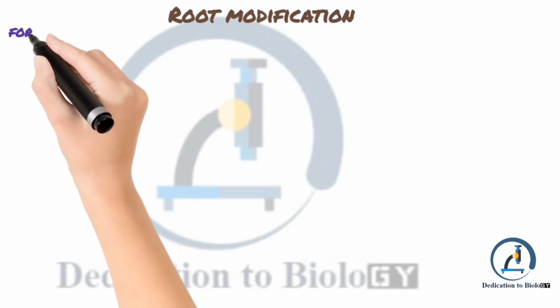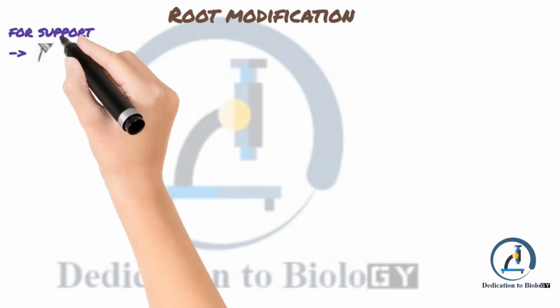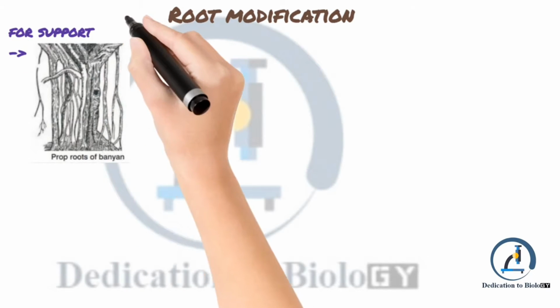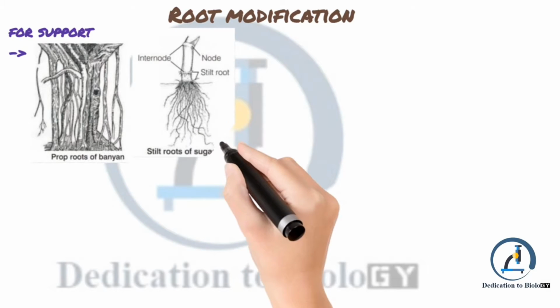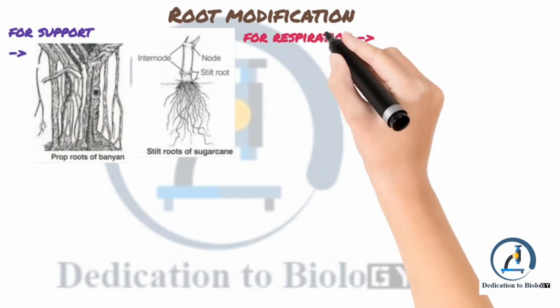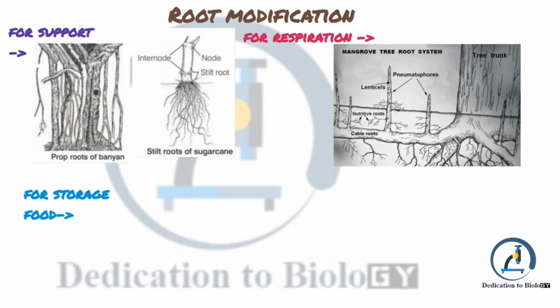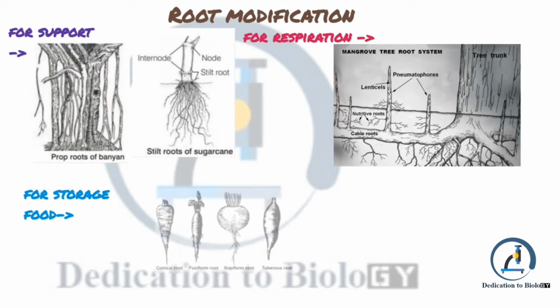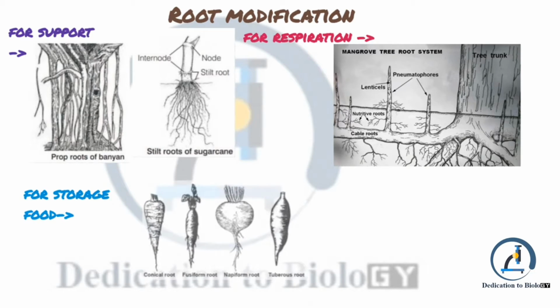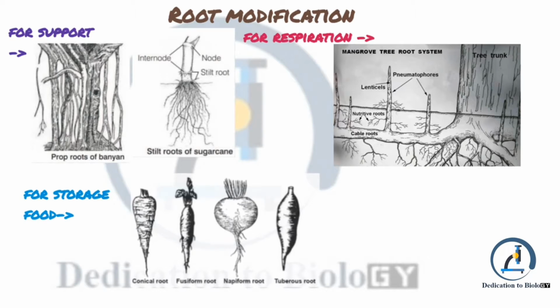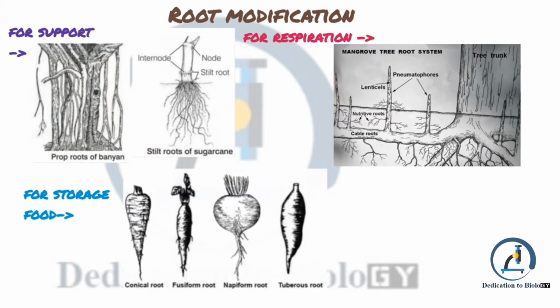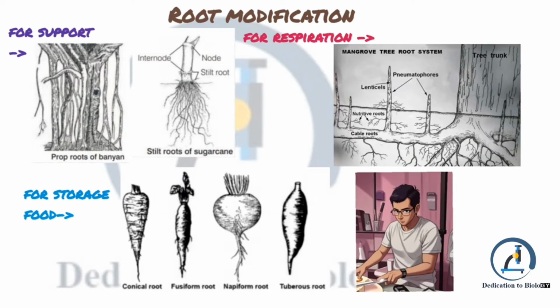Now we are discussing modification of root. For support, the prop root of banyan tree and stilt root of sugarcane are the most favorable examples. For respiration, the mangrove roots, that is pneumatophores. For storage purpose, the roots are divided into conical, that is Daucus carota; fusiform, that is Raphanus sativus or radish; napiform root, that is Beta vulgaris; and tuberous root, that is Mirabilis jalapa.